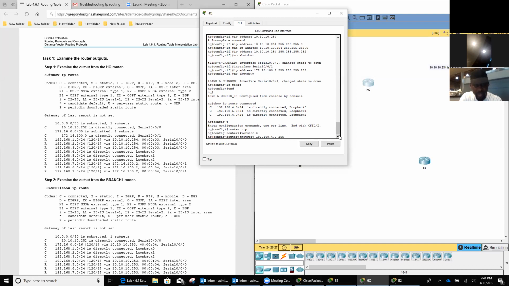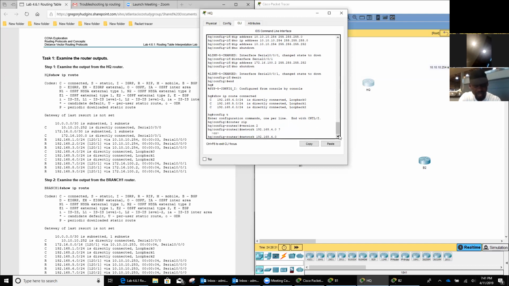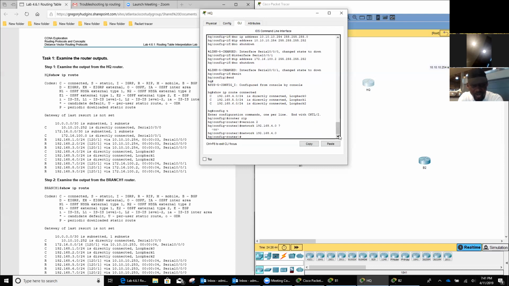Space. Do a question mark right quick. Okay. So it doesn't ask you for the subnet mask. It doesn't need the subnet mask. So go ahead and hit enter. Now let's enter the network for the other 2 loopbacks, which would be 50 and 60.